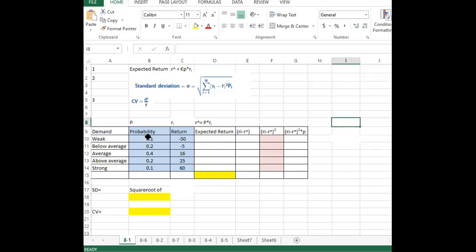Here's the problem, A-1. So first we are going to calculate expected return. This is the formula of expected return. The probability should be multiplied by return, Ri. This is Ri, this is P. So here we multiply Ri with P.